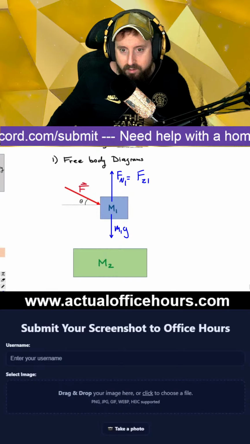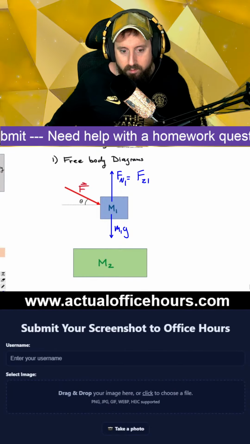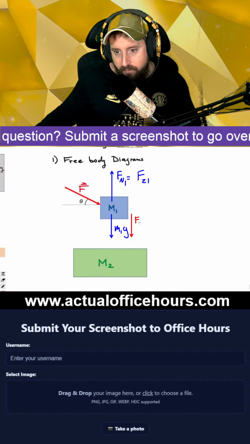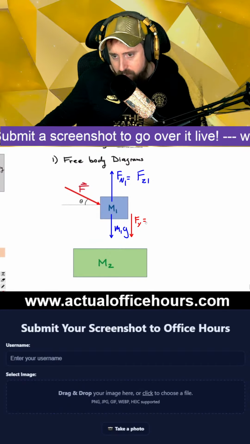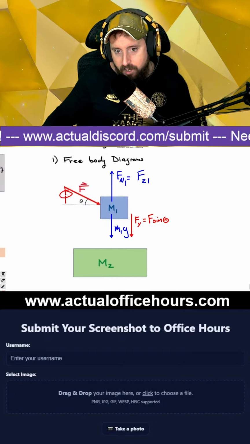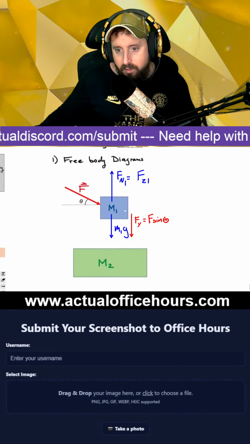And then it also has this force doing things. So it's also going to have, we're going to call this Fy pointing down, which is going to be equal to F sine theta, right? Because if this makes a right triangle here, this is the opposite. Sine is opposite over hypotenuse.